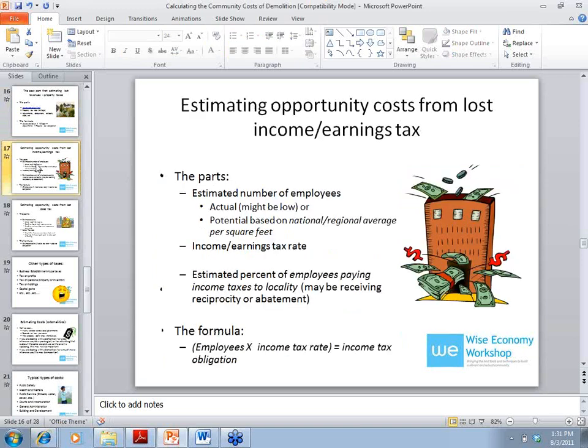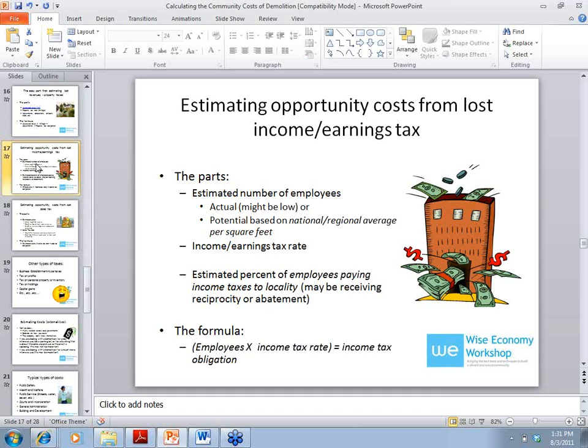So let's look at a different kind of tax. In Ohio, municipalities, cities, and villages, income or earnings taxes are very critical parts of the local government's funding stream.